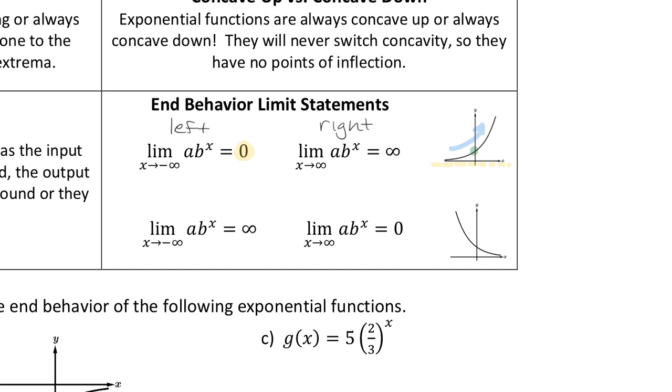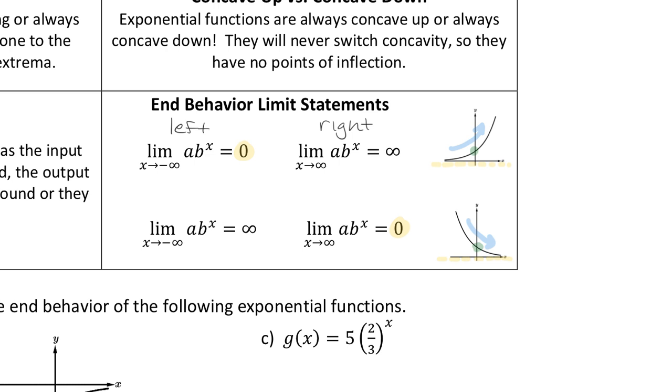For an exponential decay graph, again for this one, my A value is positive. My B value would be between 0 and 1. And then we have a horizontal asymptote. The left side, as x approaches negative infinity, will be going up. The right side will be getting close to that horizontal asymptote of 0.